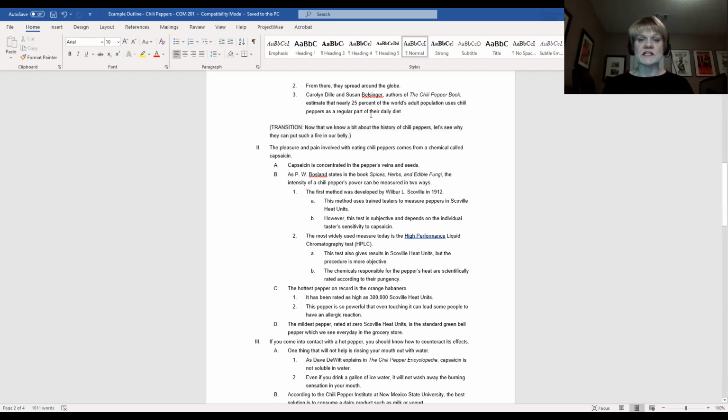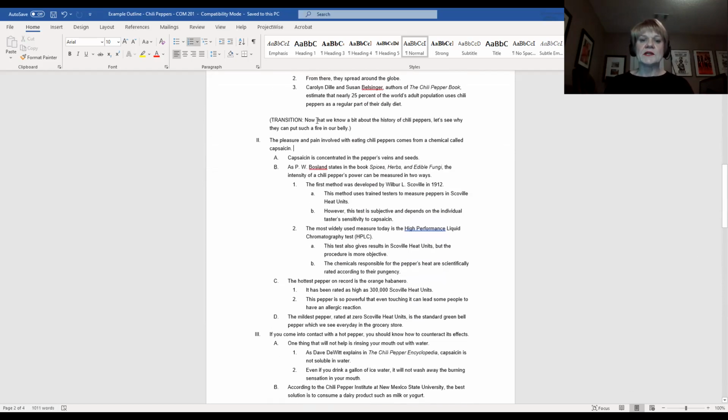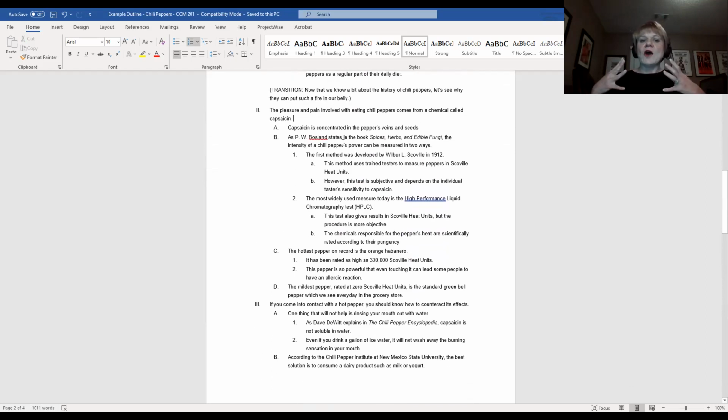You put it in parentheses between the 2 main points that you're going to be transitioning from and to. So as I move from the bit about the history to the bit about how the spiciness works, I'm going to put this transition sentence, and see it says transition in capital letters with the colon. Now that we know a bit about the history of chili peppers, let's see why they can put such a fire in our bellies.